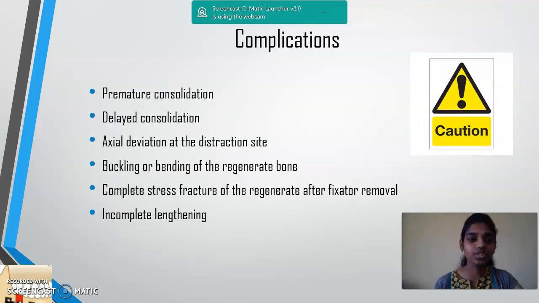The complications include premature or delayed consolidation with axial deviation of the distracted side, buckling or bending of the regenerate bone, complete stress fracture of the regenerate after fixator removal, and incomplete lengthening is also seen.